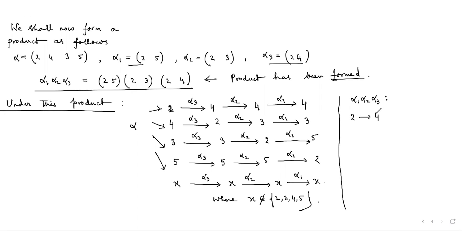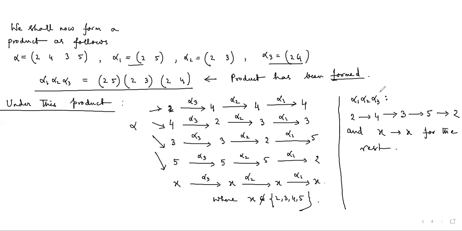2 goes to 4, because alpha 3 will act first. So 2 goes to 4, and then 4 is going to 3, isn't it? 2 goes to 4 and 4 is going to 3, and 3 is going to 5, and 5 is going to 2. And x is going to x for the rest.